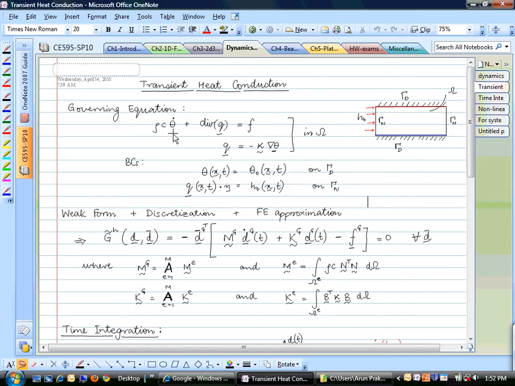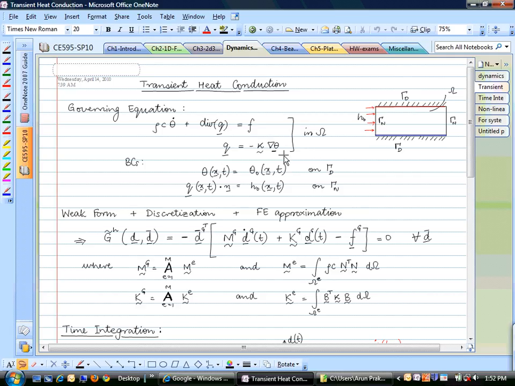Theta dot is the time rate of change of temperature. Theta is temperature, temperature at any point in the body. Rho is the density of the material. C is the specific heat capacity of the material. So this governing equation basically governs how the temperature is going to vary at any point in this domain. And all these things we have seen before.